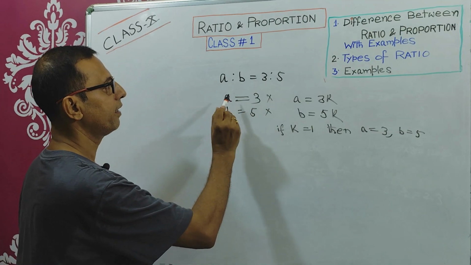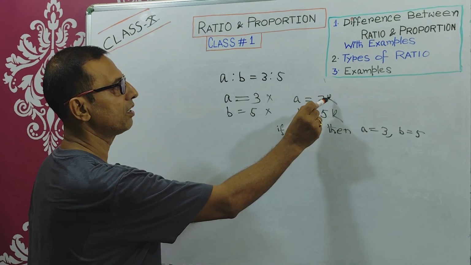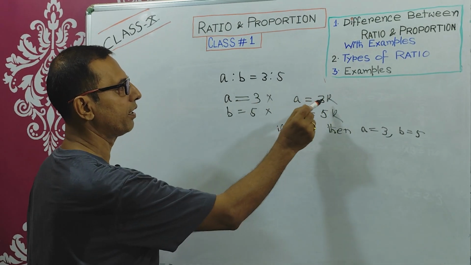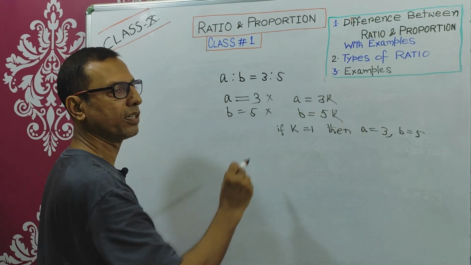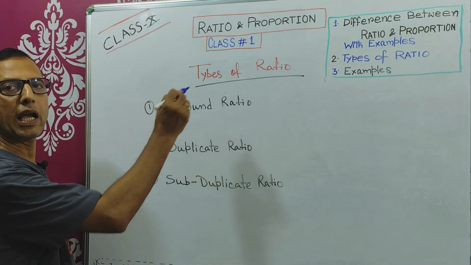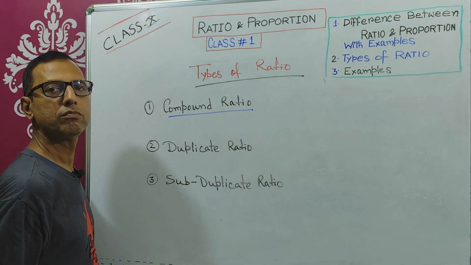Don't make the exact value; always multiply the variable or the variable factor and find out the factor to determine the value of that A and B. Got it? Now the types of ratio. First we will explain what is compound ratio.